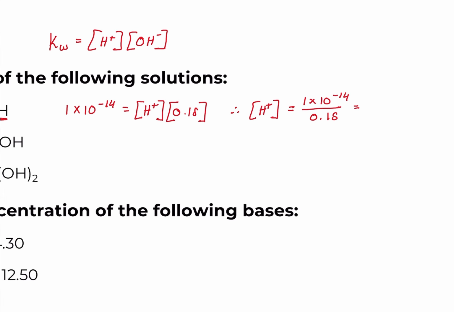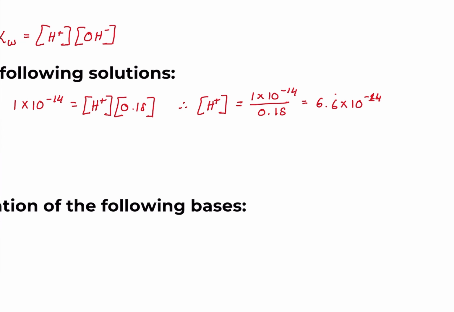Okay, and then you can just type this into your calculator. So we've got 1 times 10 to the power of negative 14 divided by 0.15. That will get you 6.6 reoccurring times 10 to the power of negative 14. Okay, and this is the hydrogen ion concentration.